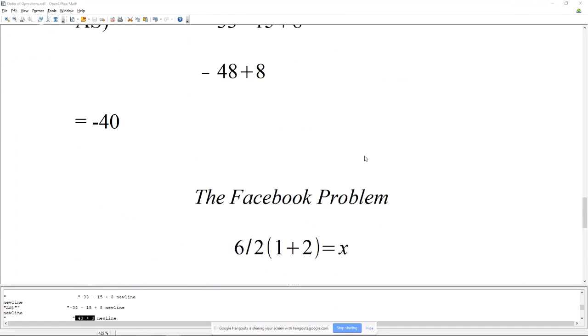6 divided by 2, 1 plus 2. Okay, and let me make some lines here real quick. Now this is what we call an equation. This is an equation. This is not an expression because it has an equal sign. Okay.